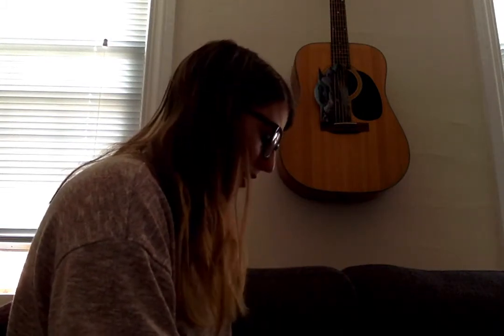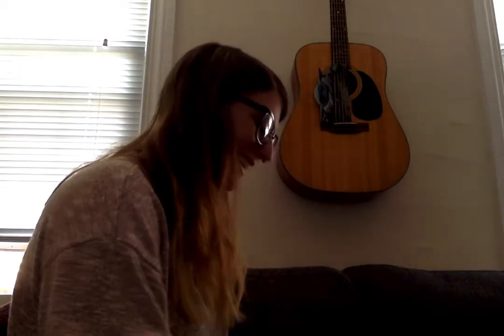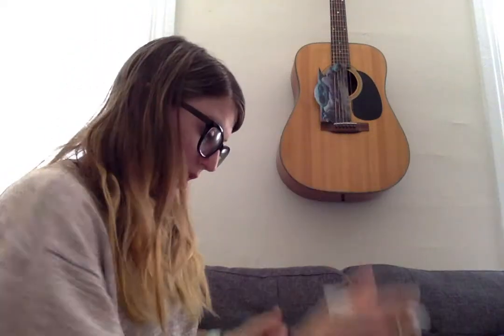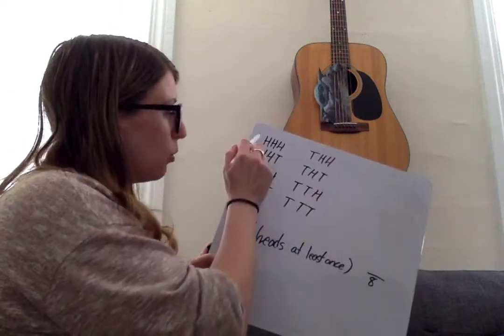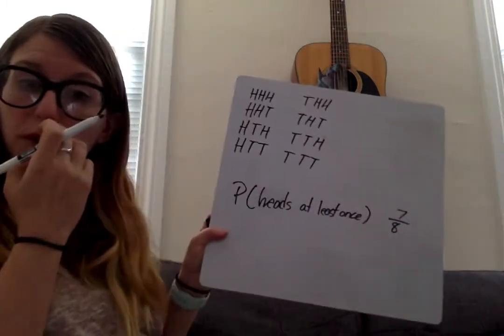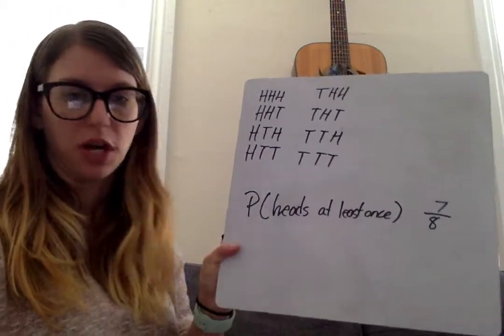So I'm going to say, what's the probability of getting heads at least once? This does not mean you get heads once. It means at least once, which is once, twice, or 3 times. So I'm going to look at what I have. And remember, there's 8, so it's going to be over 8. How many of these have heads at least once? 1, 2, 3, 4, 5, 6, 7. So I have a 7 out of 8 chance of getting heads at least once. Boom, you're done.